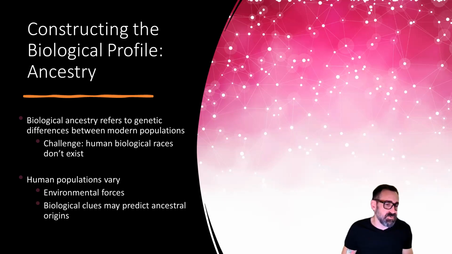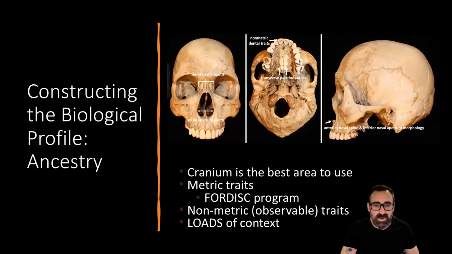One, race isn't biological, but the environment, the kind of labor you do, how you live your life, all changes your body, and that stuff shows up. And so it's easier to infer the kind of job somebody had than it is to infer ancestry. But in some cases, we still try to.